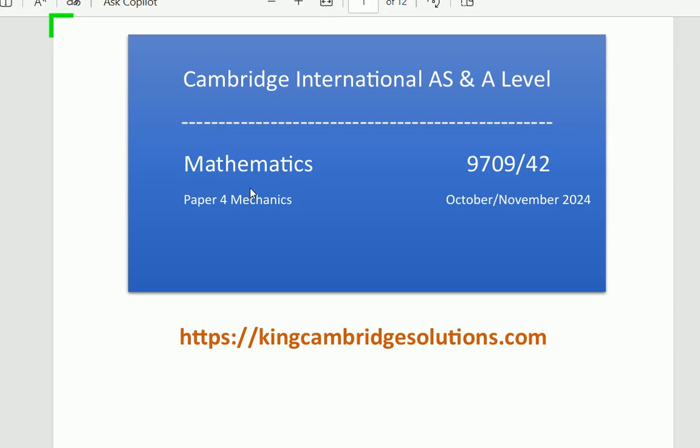Today, I shall explain some questions of Mathematics 9709, paper 4, variant 2. The session is October-November 2024 and the paper is paper 4, Mechanics.